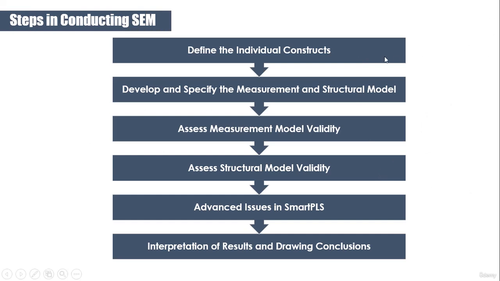First of all, we have to define the individual construct. That means we have determined our topic as the factors affecting the intention to use ChatGPT. So at first we need to determine the factors based on the previous study, literature review, and so on, as well as the dependent variable, which is the intention to use ChatGPT. So in this process, we have to define the individual construct.